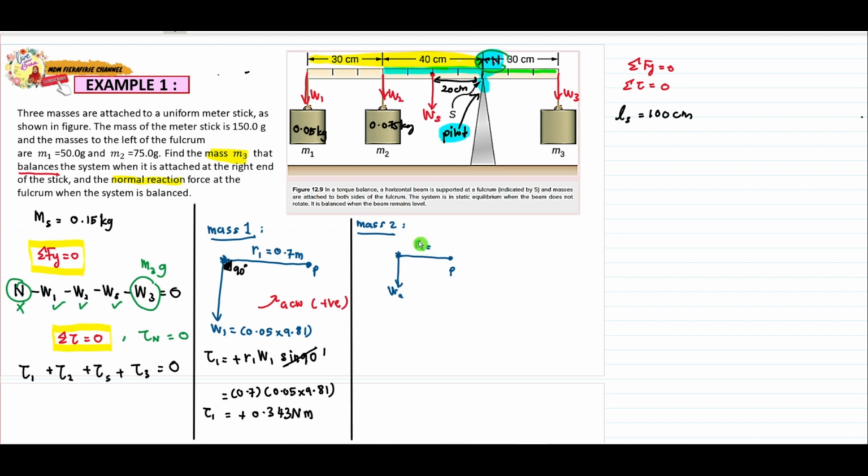Jaraknya daripada pivot ke W2 adalah 40 cm. Make sure you change to meter. And W2 is equal to, kira lah nanti, 0.075 times 9.81. Alright. So, the direction of the torque also anti-clockwise direction.